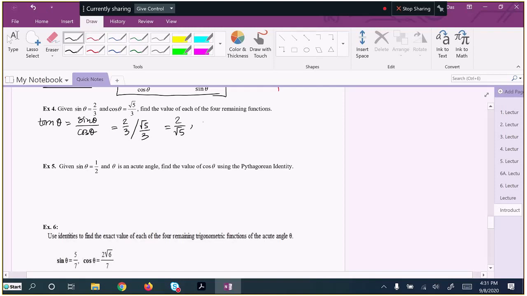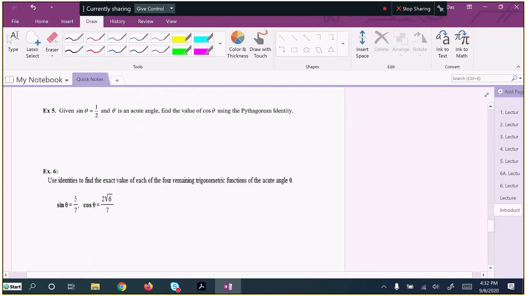The rest of them are reciprocal identities. So cosecant of theta is reciprocal of sine, so that's 3 over 2. Secant theta is reciprocal of cosine, that's 3 over square root of 5. Now one can simply rationalize this by multiplying square root of 5 on top and bottom and write it as 3 square root of 5 over 5. And there is one more left, which is cotangent theta, which is the reciprocal of tangent. So that should be square root of 5 over 2. Answers your question. Pretty simple.